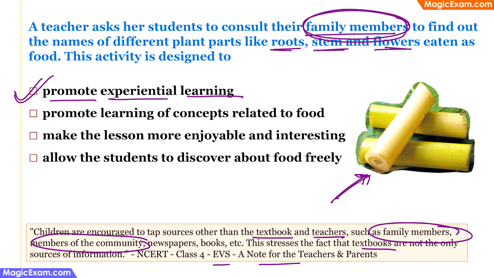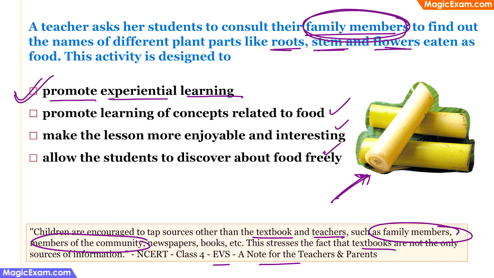Now, when we look at the other options, the next one says promote learning of concepts related to food. Now, this is a true statement, right? There is nothing incorrect about it. The next one is make the lesson more enjoyable and interesting. Definitely, this is also a true statement. And the last one is allow the students to discover about food freely. Absolutely, because when they speak to their family members, there is an unstructured conversation, unstructured learning that is happening. So, to discover about food freely is also a correct statement.